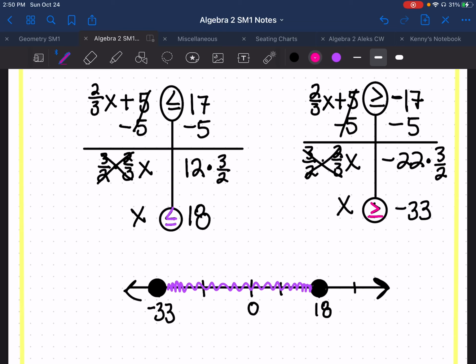This one is pointing to the right. So from the negative 33, I'm going to go to the right. And once I get to the other circle, I'm going to stop. That's simply it. Good luck on your assignment.